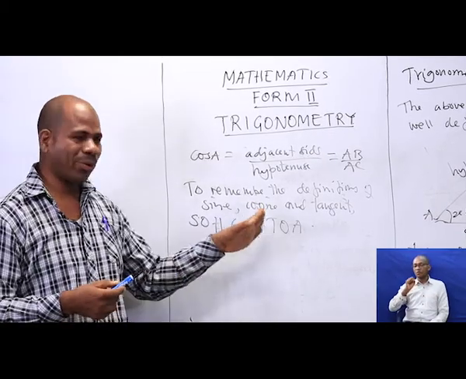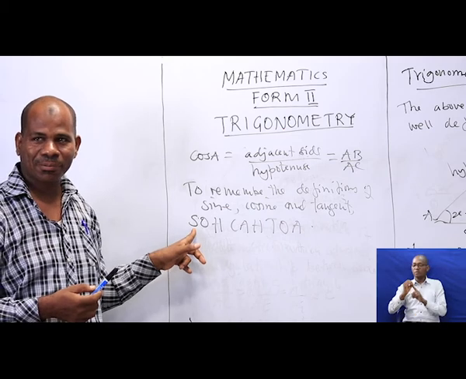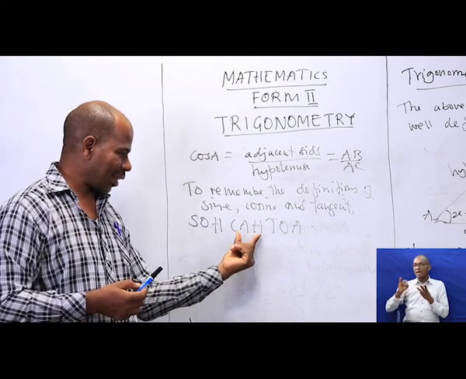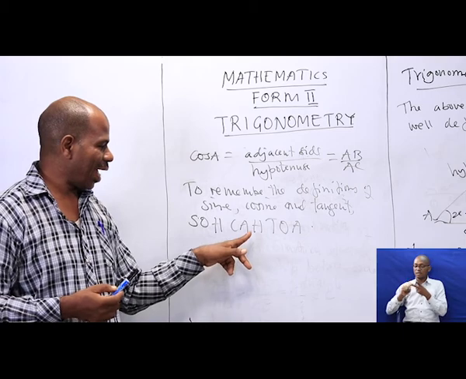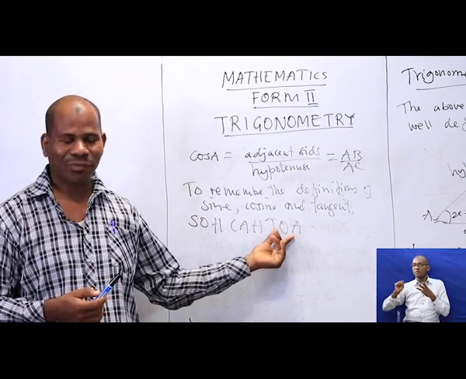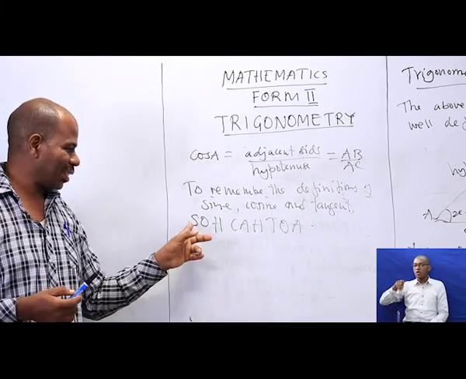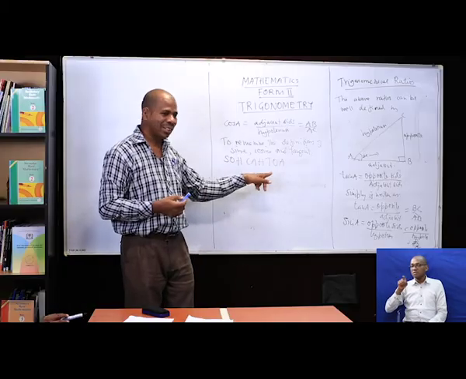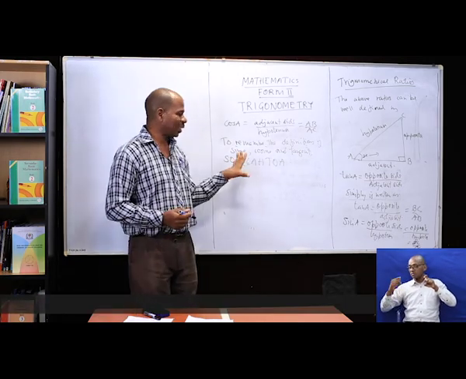So if we divide this into 3 portions, the first 3 letters, SOH, mean S stands for sine, O stands for opposite, and H stands for hypotenuse. The second 3 letters, CAH: C stands for cosine, A stands for adjacent, and H stands for hypotenuse. And the last 3, TOA, mean T stands for tangent, O stands for opposite, and A stands for adjacent. So again, sine is the ratio of opposite over hypotenuse, cosine is the ratio of adjacent over hypotenuse, and the final, tangent, is the ratio of opposite over adjacent. Okay? So these are the trigonometrical ratios.